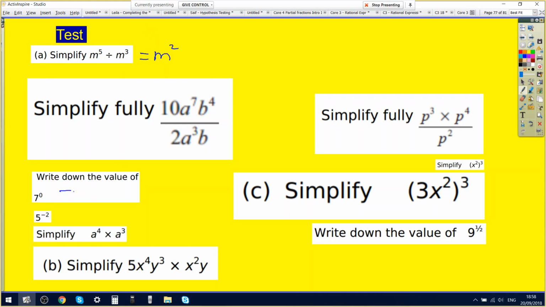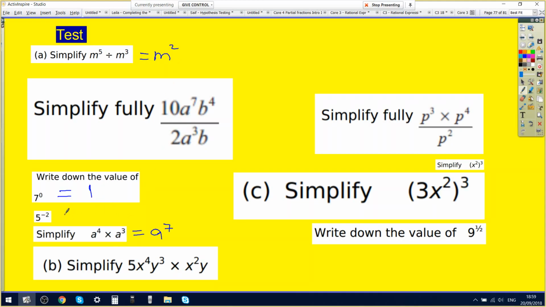What would you get for 7 to the power of 0? 7. No. Any number to the power of 0? 1. Yeah. What do you get for a to the 4 times a to the 3? A12. How do you multiply indices? Oh, do you add them up? Yeah. Oh, so that would be A7. And so to multiply indices, you add the powers.